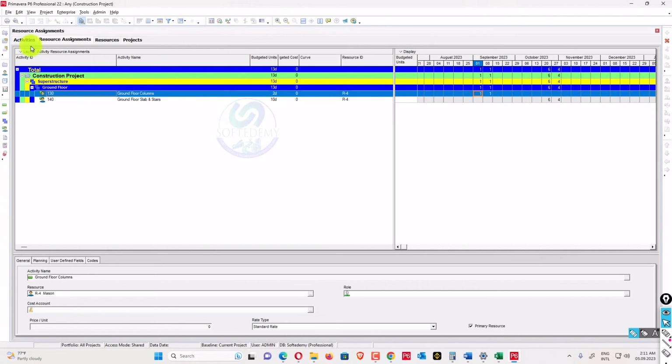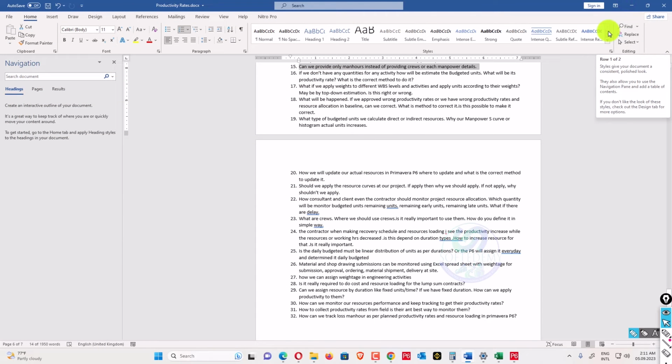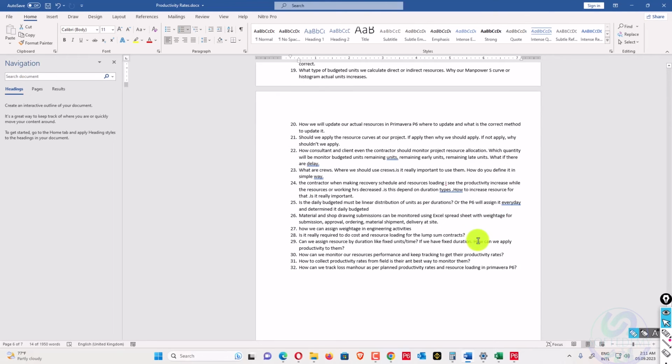Similar for activities and the resource usage profile, you need the remaining early units to see how many units you require and how many people you require in that specific month. So in the mitigation measure or whatever you will apply later on, it's not any concern with that one. So what are crews, where should we use crews, and is it really important to use them? How do you define it? I already explained the crews too much, so I will not explain here.